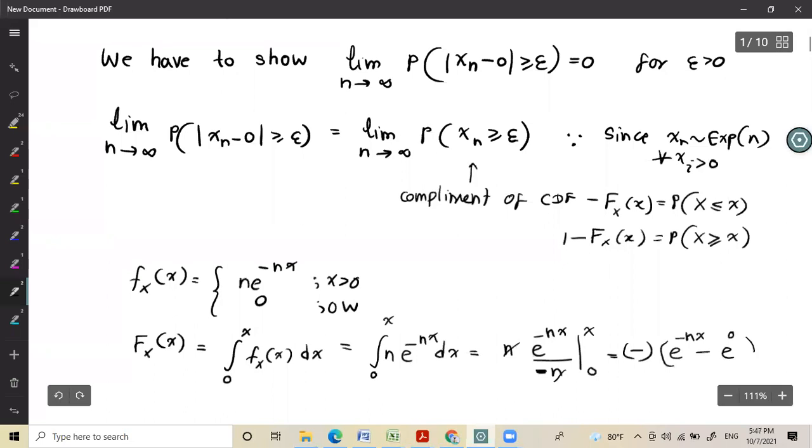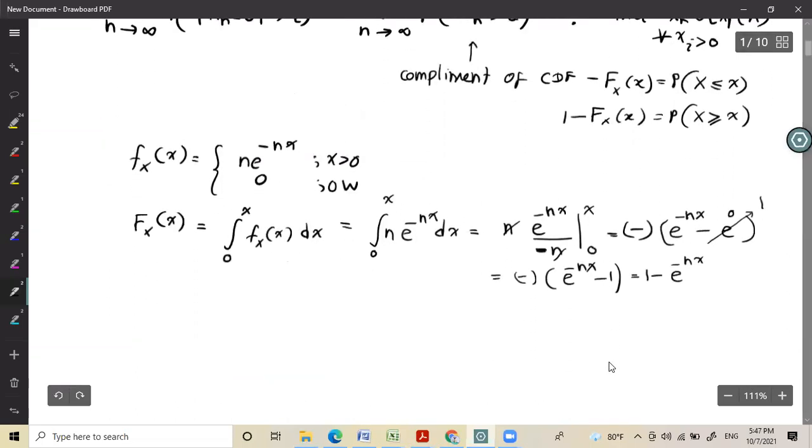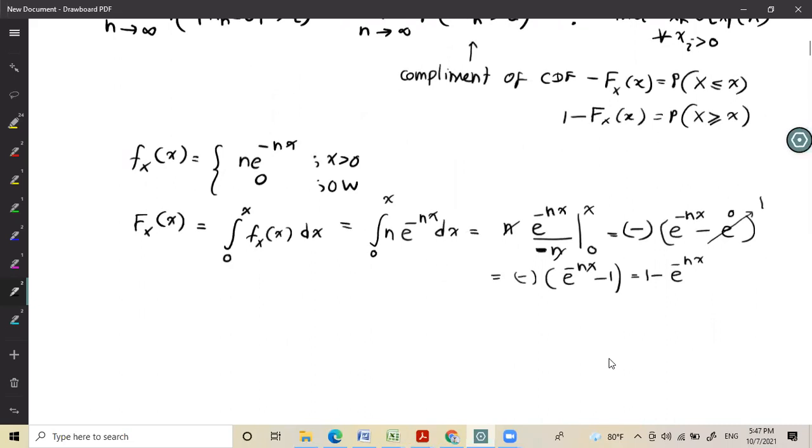n times 0 is 0. But what is e to the 0? e to the 0 is 1. Therefore, your answer will be negative, e to the negative nx minus 1. When you multiply by the negative sign, you get 1 minus e to the negative nx. So this is the CDF of our sequence Xn. This is the CDF of the exponential density.